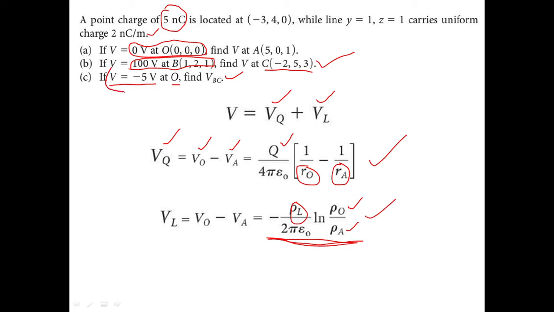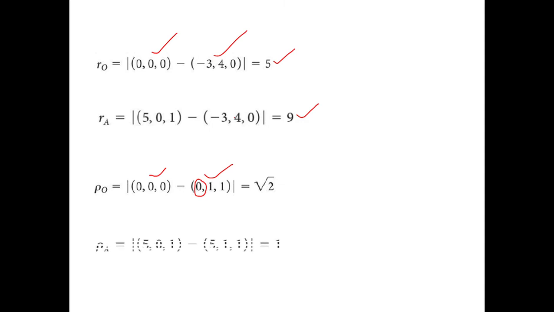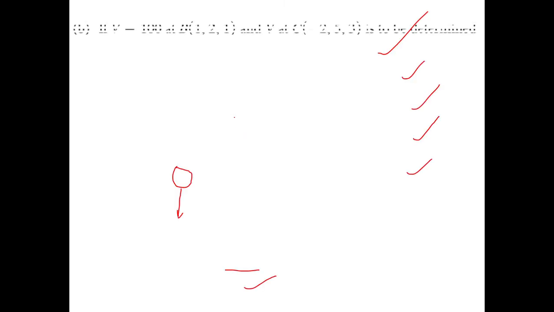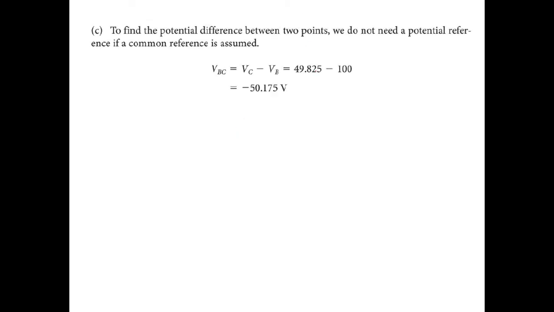So whatever might be the charge here at the origin, that doesn't matter because we are not calculating this VBC with respect to the origin. VBC, as it says, is only between B and C. It doesn't depend on any other values. So it depends only on VC and VB. So the difference of VC and VB gives you the answer for VBC. Just read this statement: to find the potential difference between 2 points, we do not need the potential reference if a common reference is assumed. So no need to worry about that, right?